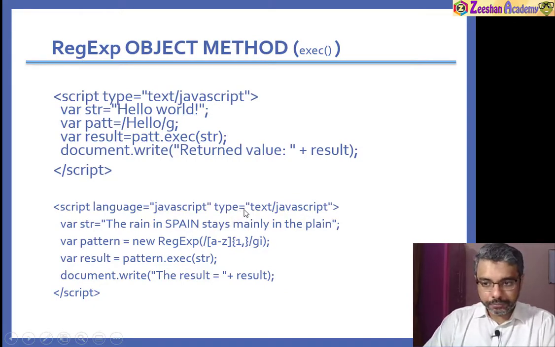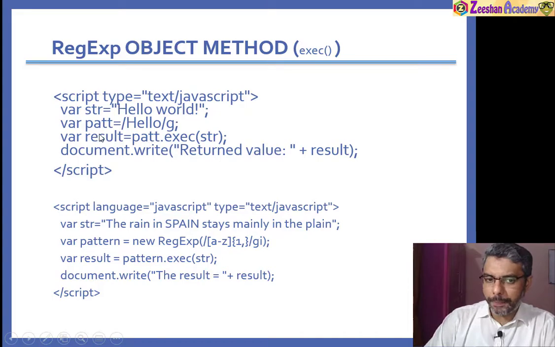For example, in the script we specify a variable string, Hello World, and the pattern /hello/g. Again, hello is the pattern that we want to search for. G is basically the global flag. Global search means search all the occurrences of the word. Variable result is this pattern dot the exec function and the string. So this basically means: go inside the string, search for this particular pattern and return the result for me. And the result is printed.